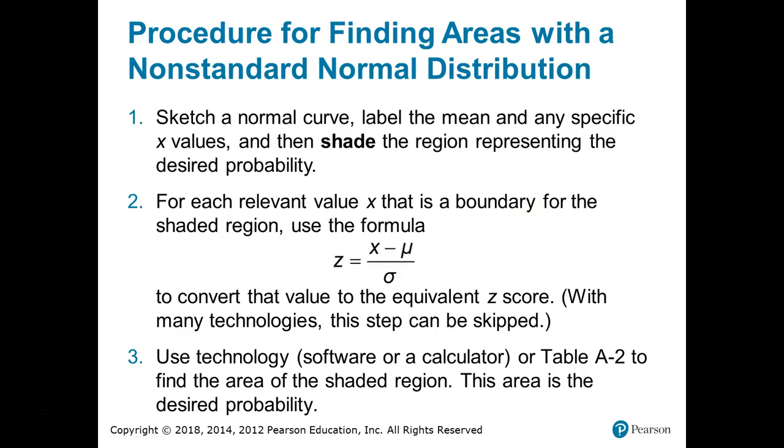So the procedure for finding areas with a non-standard normal distribution. First, it helps to sketch the normal curve, label the mean and any specific x values, and then shade the region that you are trying to find the probability of. And then for each relevant value x, you apply the formula to it, and then we use technology or the table to find the probability of the shaded region.